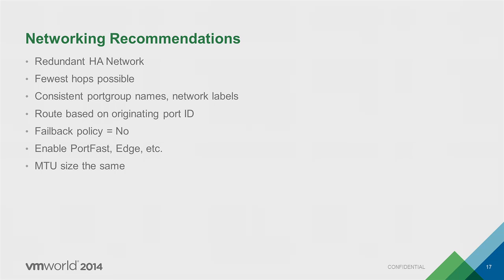The other one is to have the fewest hops possible. This is nothing specific to HA, but in general, the fewer the hops and components, the less chance for network failures. The third one is consistent port groups. If you have, let's say, a VM network, and you have consistent port groups on the hosts, then the VM is compatible with more hosts that it can run on. So if there is a failure, there's a good chance that your VM will be restarted elsewhere.